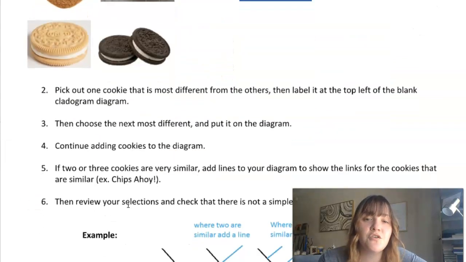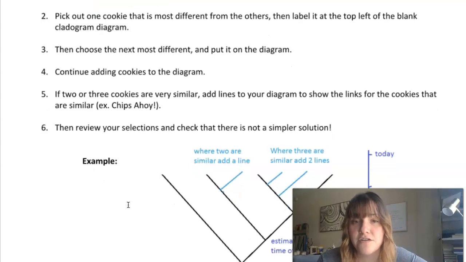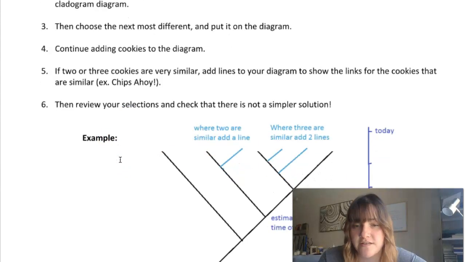So first you're gonna pick out one of the cookies that you feel is most different from the others, and then that one's gonna go in the top left of the cladogram. So that one would go right here, because you're saying that one is most different from the rest. Then you're gonna choose the next most different and put it on the diagram, and you're gonna continue adding cookies to your diagram. And if you find that there are 2 or 3 cookies that are super similar, then you're gonna have to add lines to your diagram to show that those cookies are super similar. And then you can review your selections and check that there's not a simpler solution.